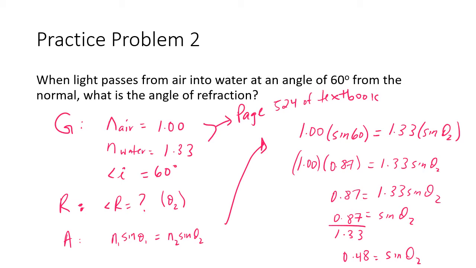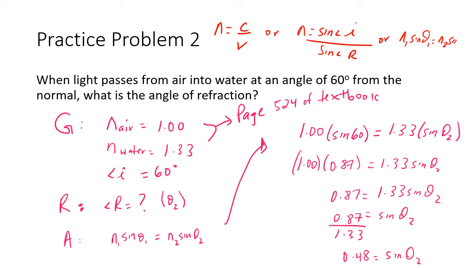When light passes from air into water at an angle of 60 degrees from the normal, what is the angle of refraction? And you might be asking yourself, how do I know when I'm supposed to use one of, now you know, 3 different equations. How do you know when you're supposed to use n is equal to c over v, or n is equal to sine angle i over sine angle r, or this new Snell's law, n1 sine theta 1 equals n2 sine theta 2? Well, it's really easy to figure out when you have to use which equation.